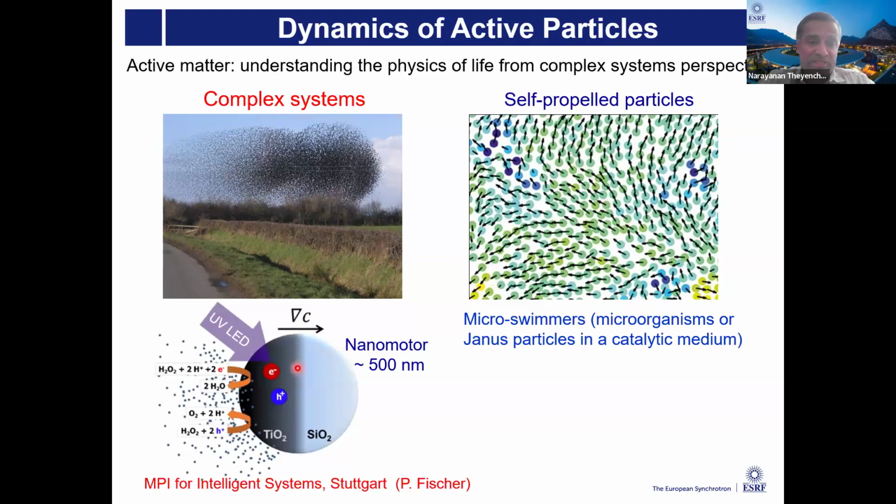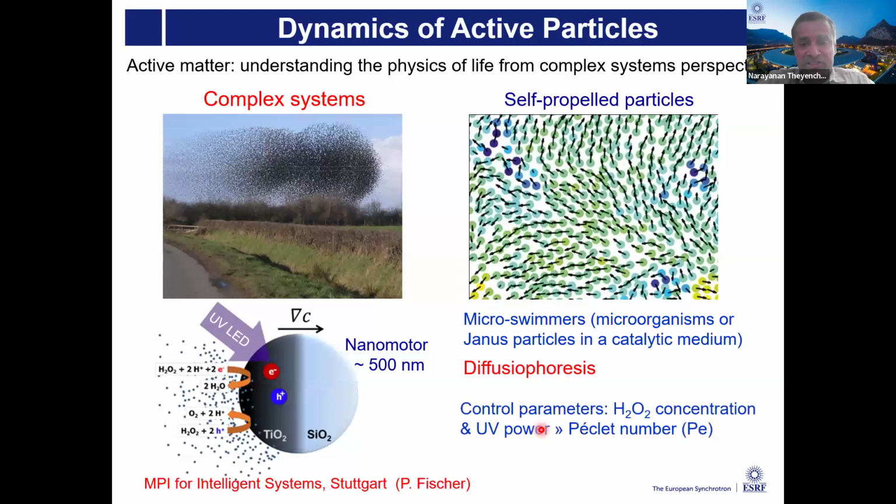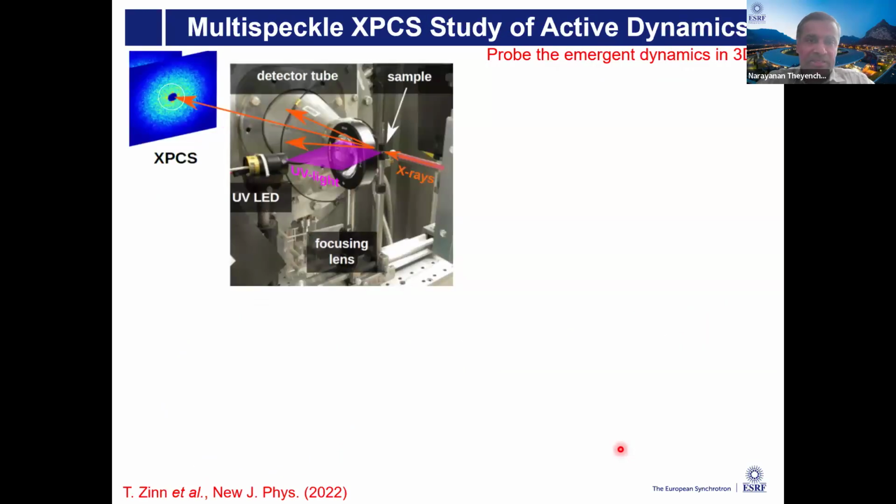For example, here, one side is coated with titania, in a catalytic medium, in this case, hydrogen peroxide. Because of the reduction reaction, there is an accumulation of chemical products on one side. So the chemical gradient pushes the particles forward by this mechanism of diffusiophoresis. Now, as a function of the concentration of, in this case, hydrogen peroxide and UV power, one can obtain different propulsion velocities. This can be put in a dimensionless parameter, the Peclet number, which represents the relative importance of diffusion versus propulsion. And then, of course, this can be done in situ just by illumination with the UV light.